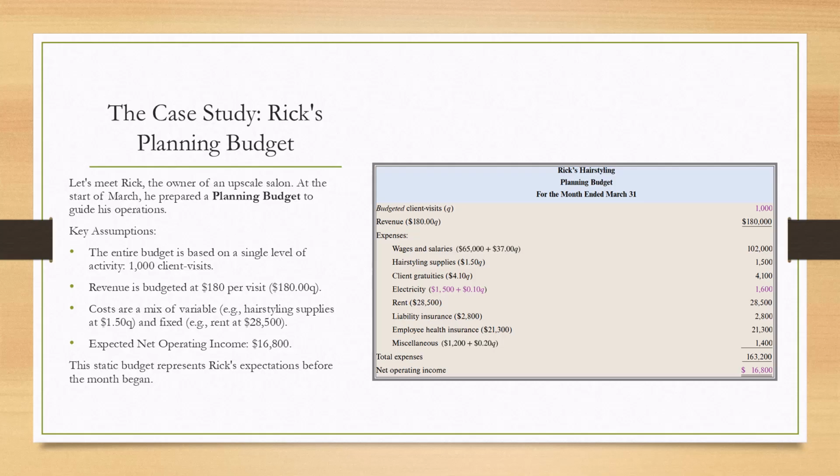Let's begin by meeting Rick, the owner of an upscale salon. At the beginning of March, to better guide his operations, he prepared a planning budget for the month. As you can see, his key assumption was that the entire budget would be based on a single level of activity, 1,000 client visits. Based on his revenue and cost formulas, such as revenue of $180 per visit and fixed rent of $28,500, he expected a net operating income of $16,800. This static budget represents Rick's baseline expectations before the month began.